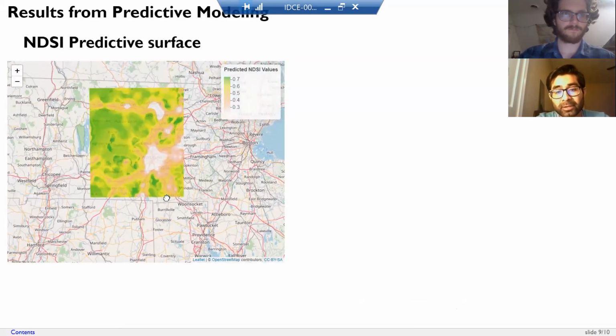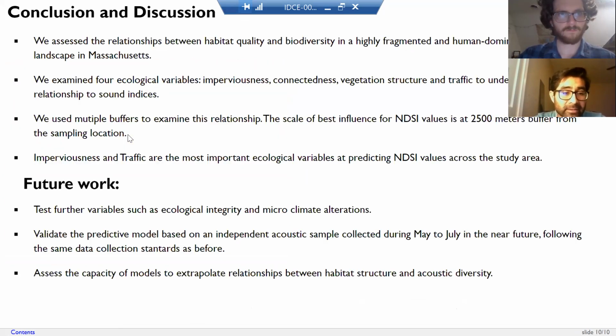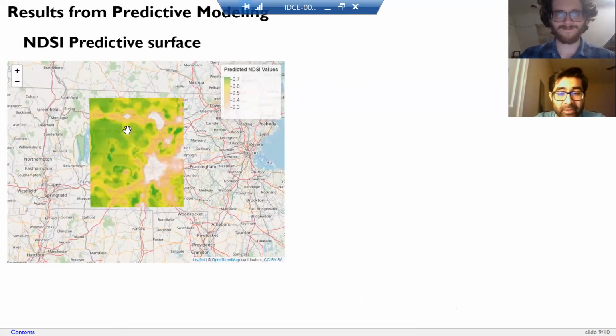The result from modeling is a predicted surface of NDSI values across the study area on a scale of 0 to 1, where high NDSI values will be away from traffic and impervious locations. Next.